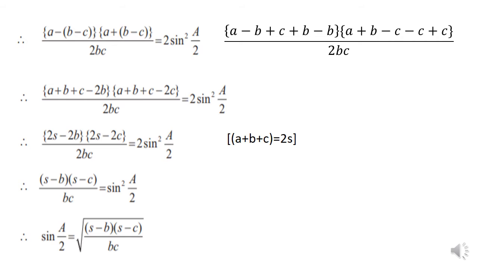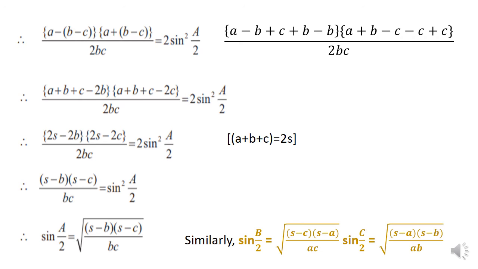So sine a by 2, the last step, sine a by 2 is equal to root of s minus b, s minus c upon bc. Similarly, going about in the same way, we can prove that sine b by 2 is root of s minus c, s minus a upon ac, and sine c by 2 is equal to root of s minus a, s minus b upon ab. So we got the half angle formula for sine.